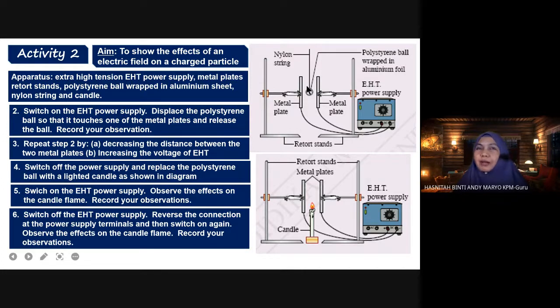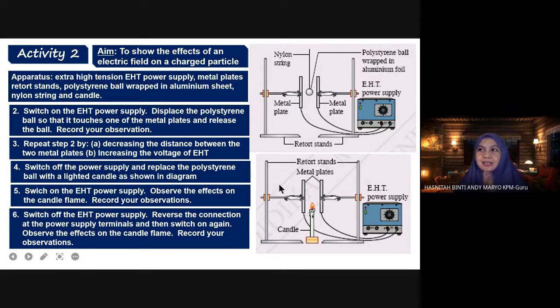So you see what happened to the motion. And next, increasing the voltage. So what happened? Either it will oscillate at a faster or a slower rate. Okay, and number 4, we switch off the power supply and replace the polystyrene ball with a lighted candle.